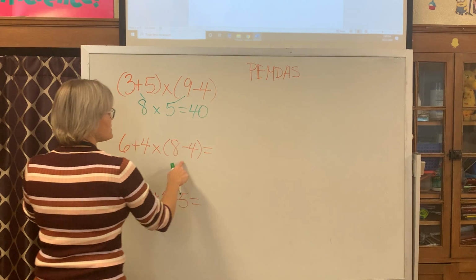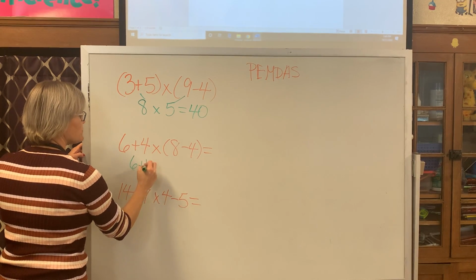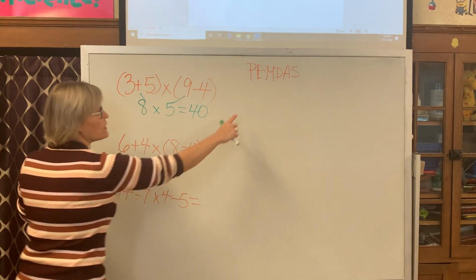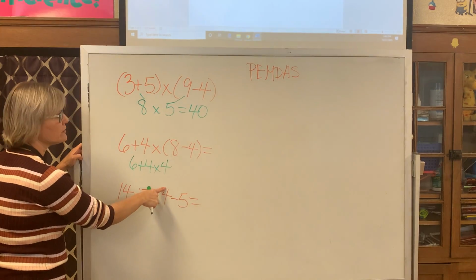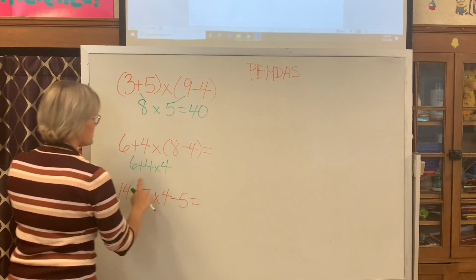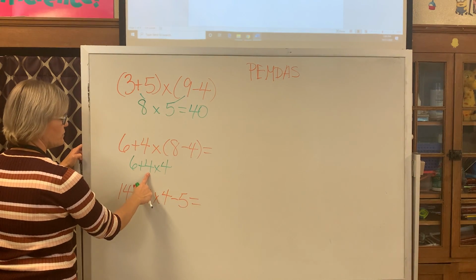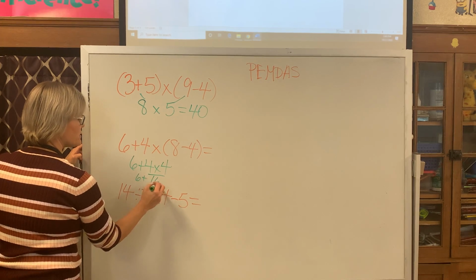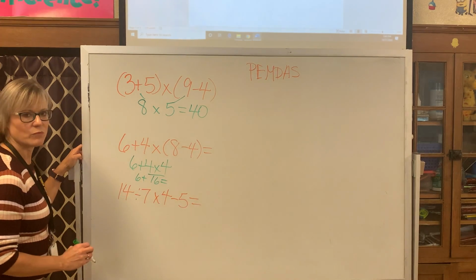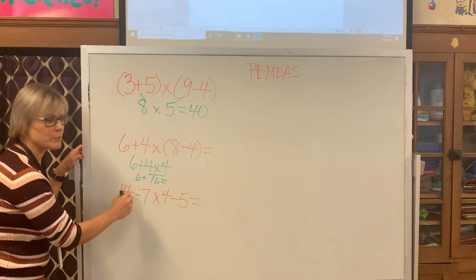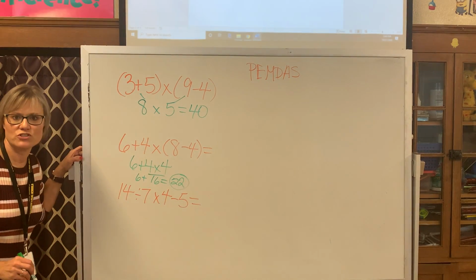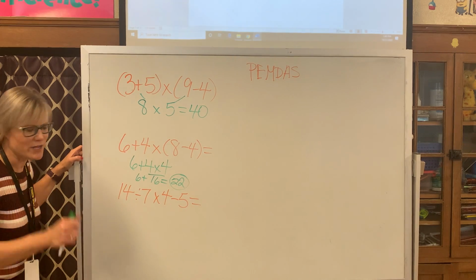So parentheses first, so we have 6 plus 4 times 4. Now, exponents, there are none. Multiplication, division, left to right. So I look here, no, yes. So we've got 16, 6 plus 16. We had to bring down that 6 to do the next step. 6 plus 16 is 22. How'd you do? Good job.